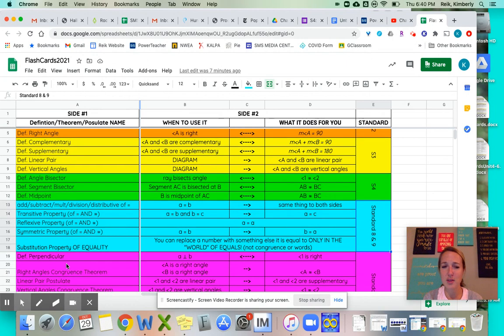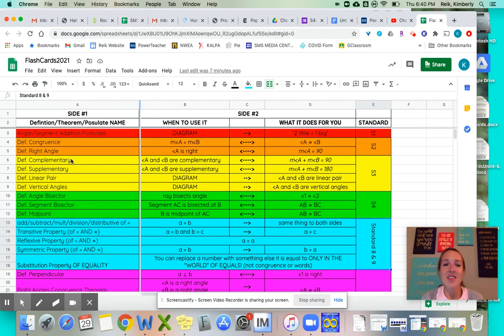I guess that's not true because some of these are doubles. Anyway, so this is what I recommend being on side 1. Okay, so it's the definition or theorem or postulate or property name. Then what I've done is I've said, when can I use this idea? When can I use the definition of midpoint? Well, I can use it if I'm told I have a midpoint. What does the definition of midpoint do for me? Well, a midpoint is a point that breaks a segment into 2 congruent segments. So I would get out that 2 segments are congruent, AB and BC.